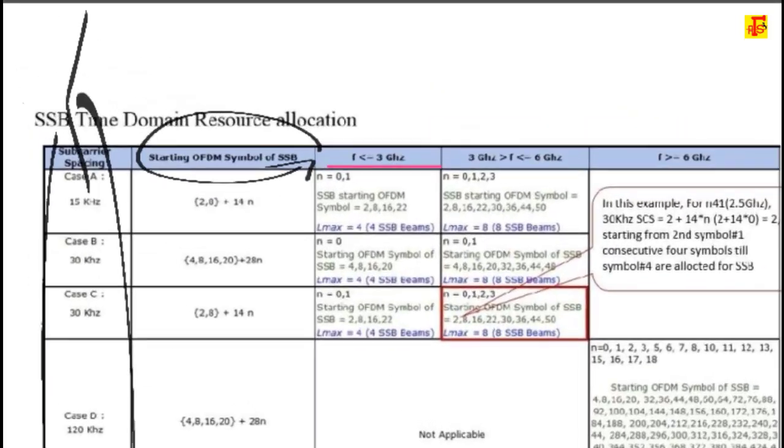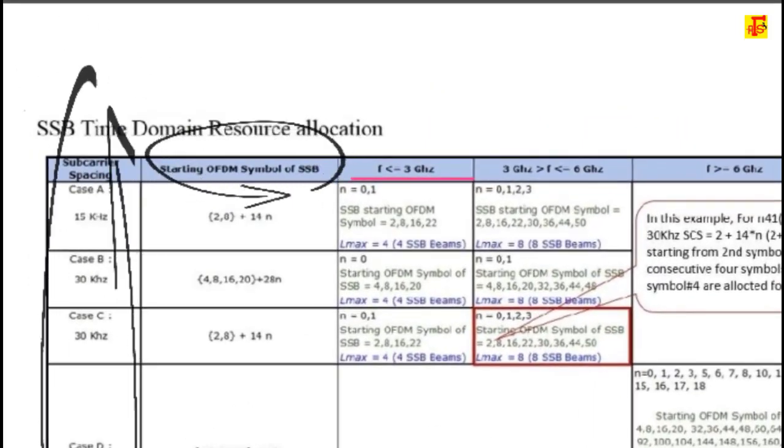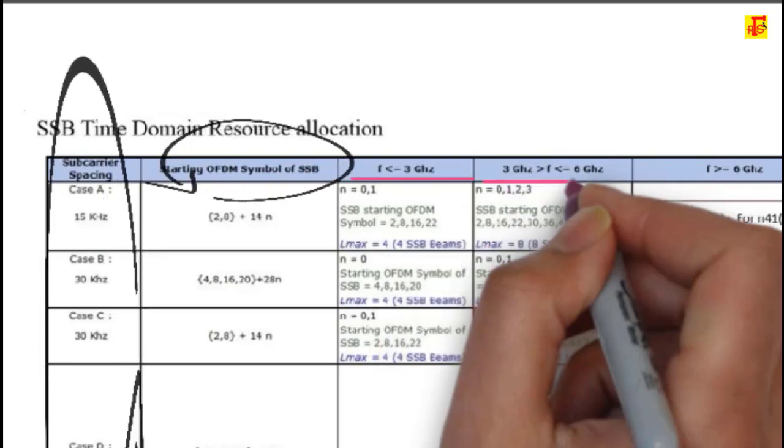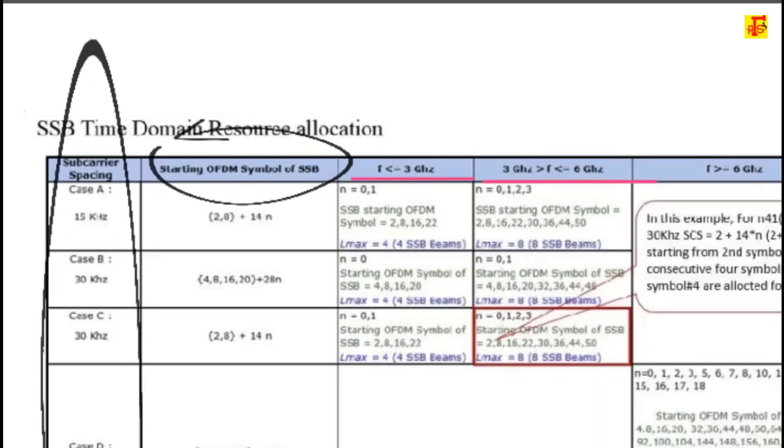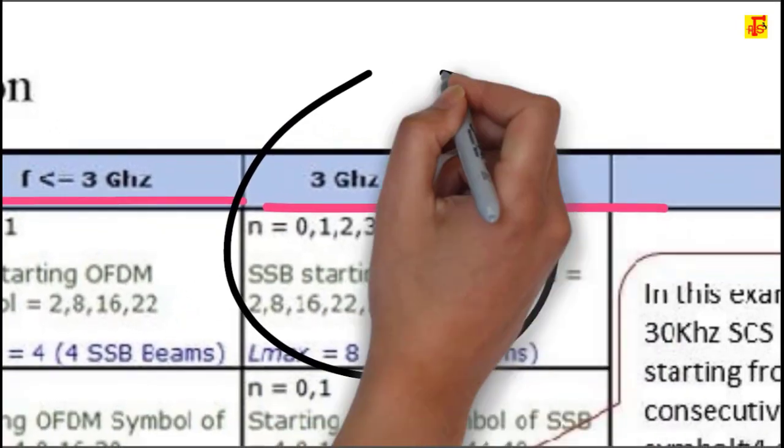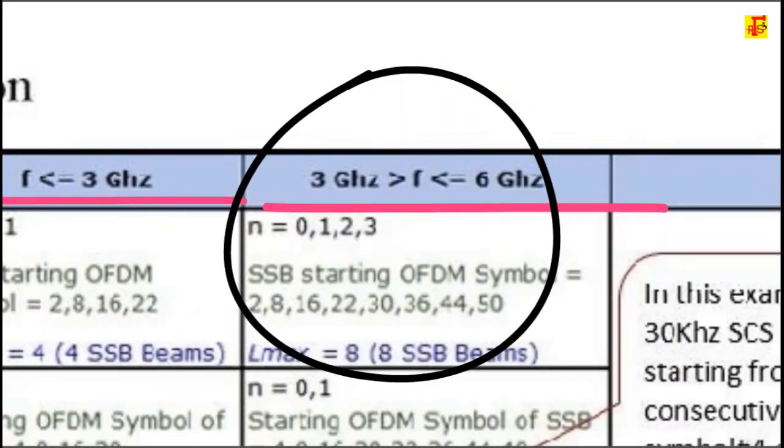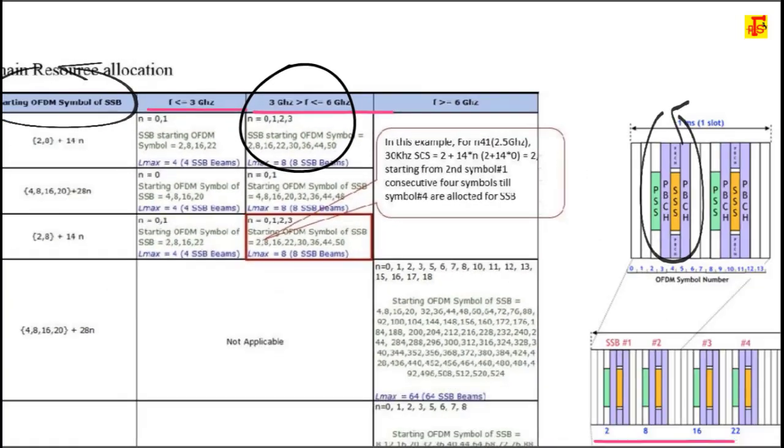Next, if the frequency is greater than 3 GHz and less than 6 GHz for subcarrier spacing 15 kHz, then what will the value be? Then the N value is 0, 1, 2, 3. Here you can see 0, 1, 2, 3. The SSB starting position will be here.